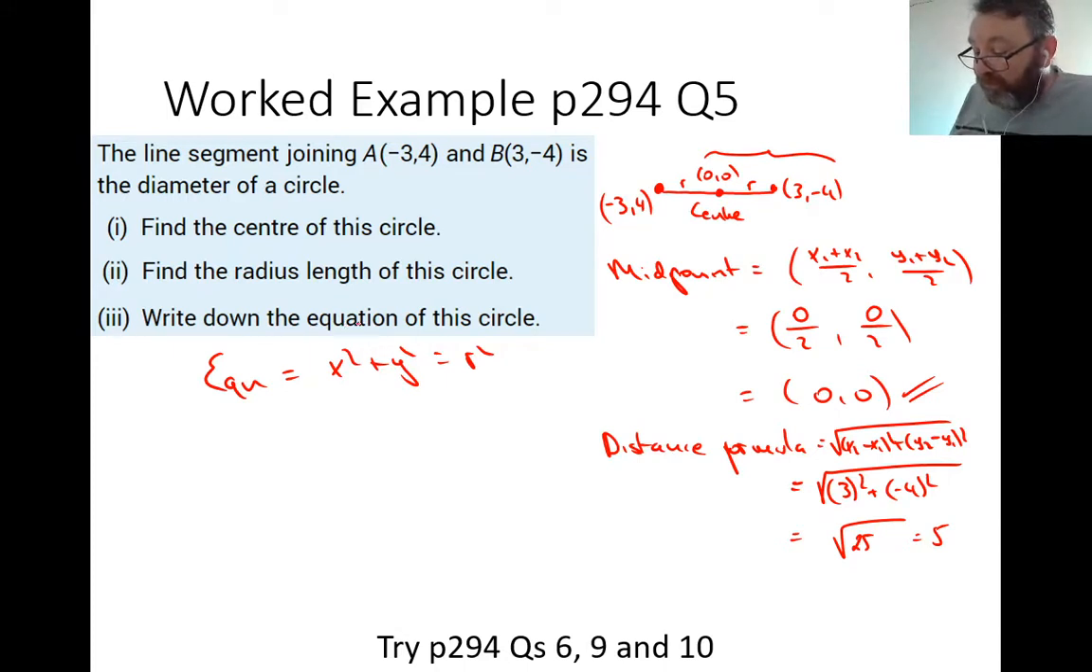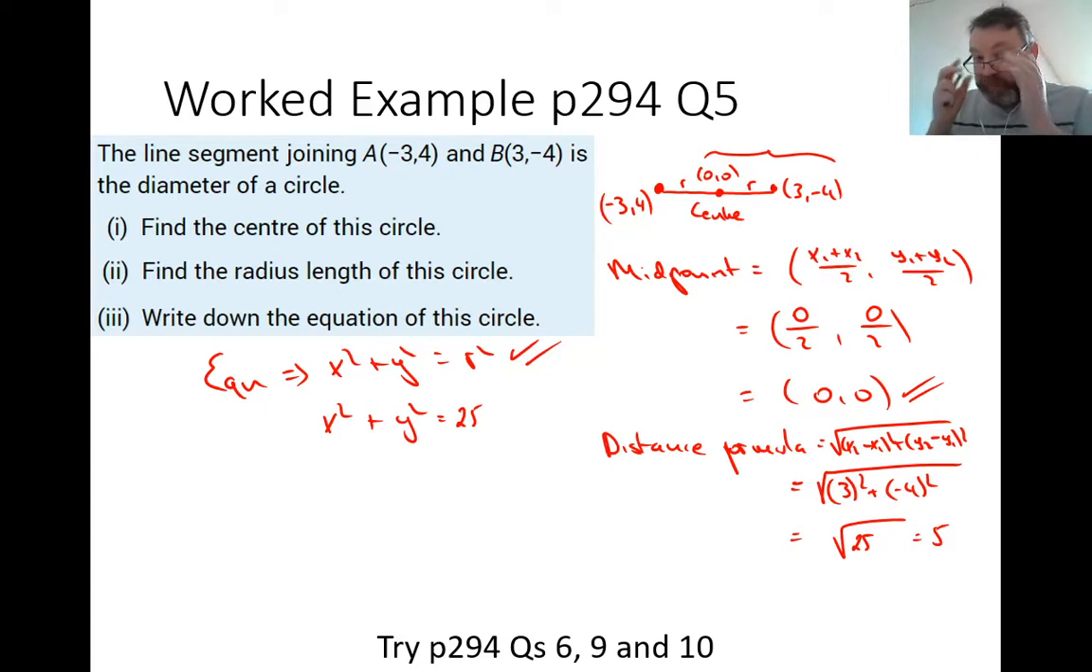So write down part 3, write down the equation of the circle. Well, there it is in general form. Because the centre is 0, 0, you leave x squared and y squared alone. There are no values to interfere with them. And you simply square the radius back up to 25. And that's the equation of the circle.